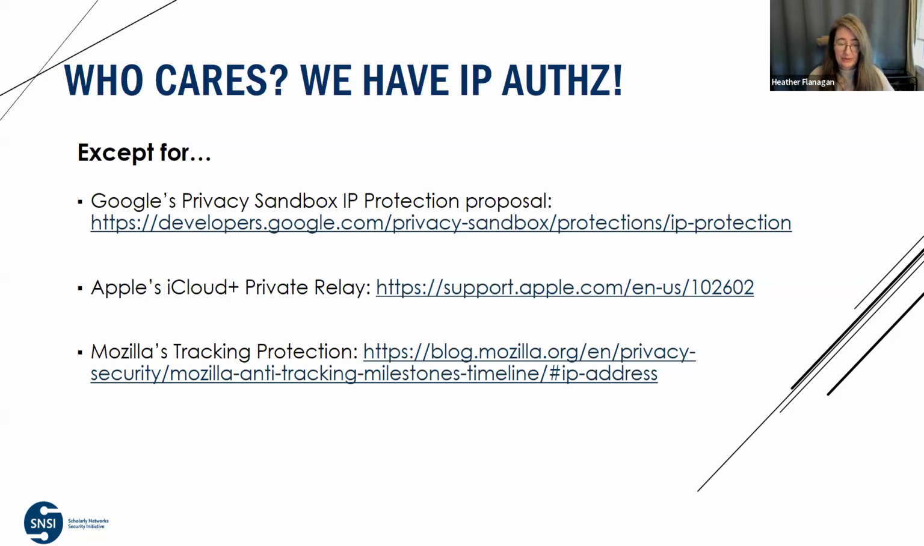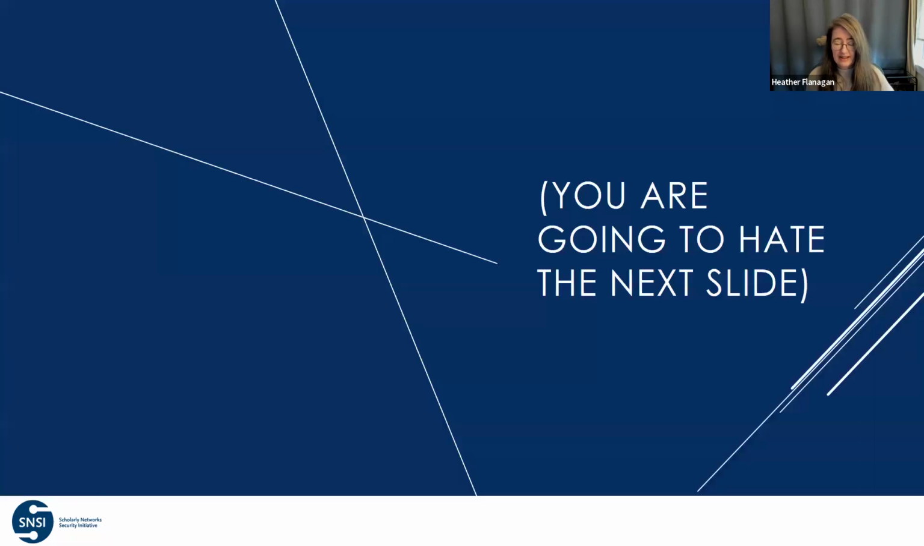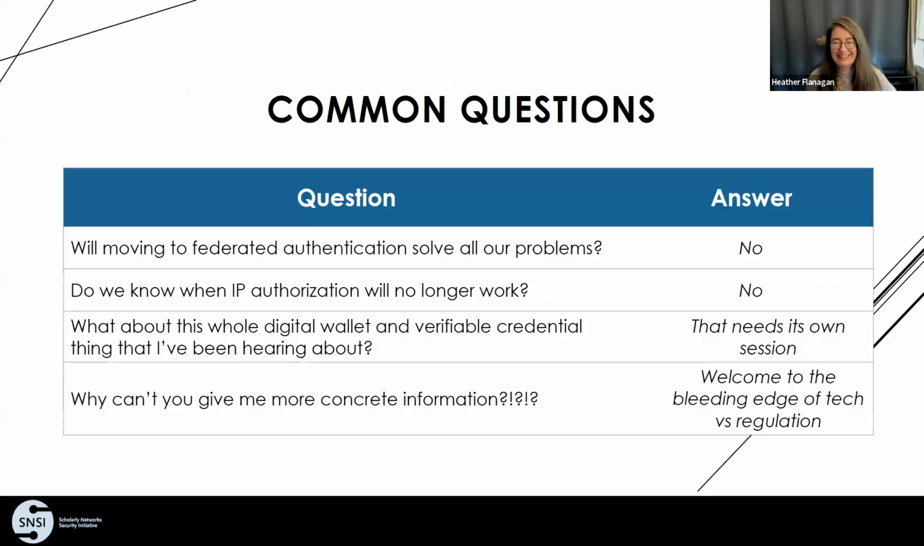Okay, now I know we don't have a lot of time, so I'm telling you right now, you're not going to like this next slide. I'm sorry about that, but the common question I get is: okay, but IP authorization is not necessarily stable, there are these changes that are going to happen. Will moving to federated authentication just solve for this?